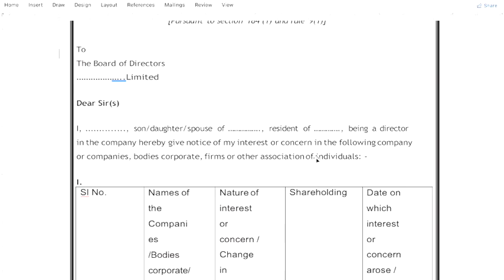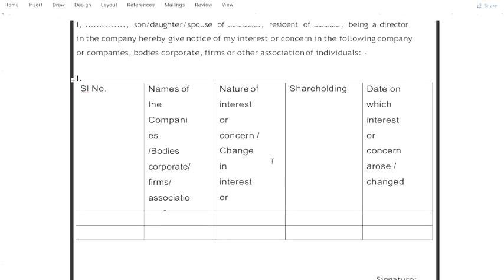So it's disclosing the interest that he's got in other companies or body corporates, firms or association of individuals. So he can be a director in multiple companies or partner in multiple firms. So there is a serial number which is given. So all the company details have to be mentioned here, 1, 2, 3 likewise. So the name of the company or the body corporate or firm or association of individual, and what is the nature of the interest. Is it a shareholding or is it a directorship? Is it a partner or a designated partner? What is the type of interest that he's got in this?